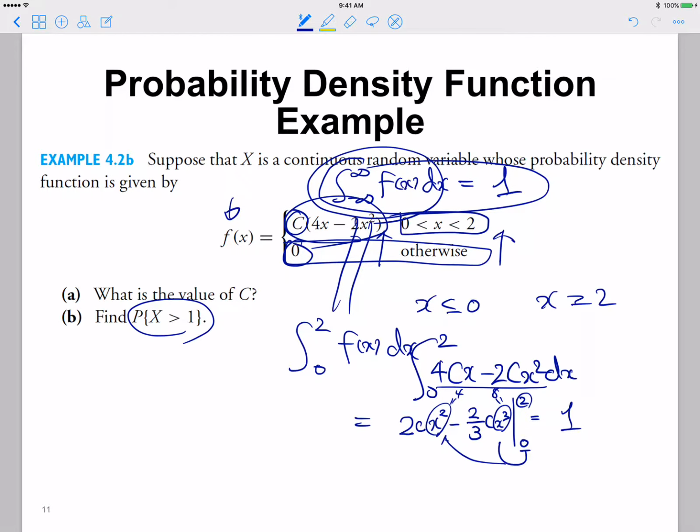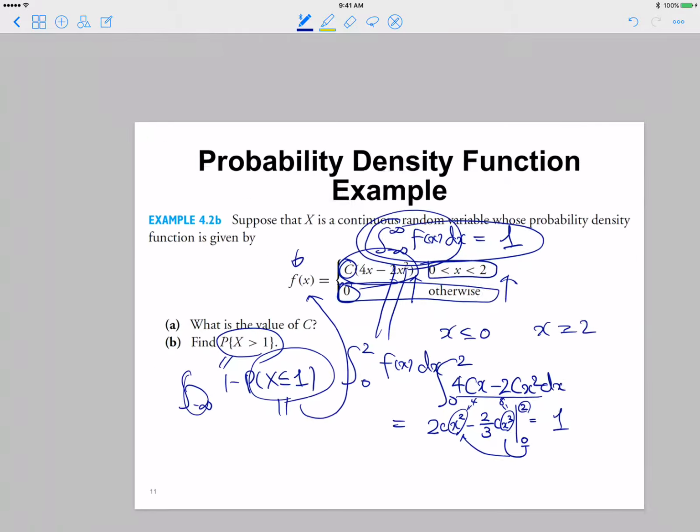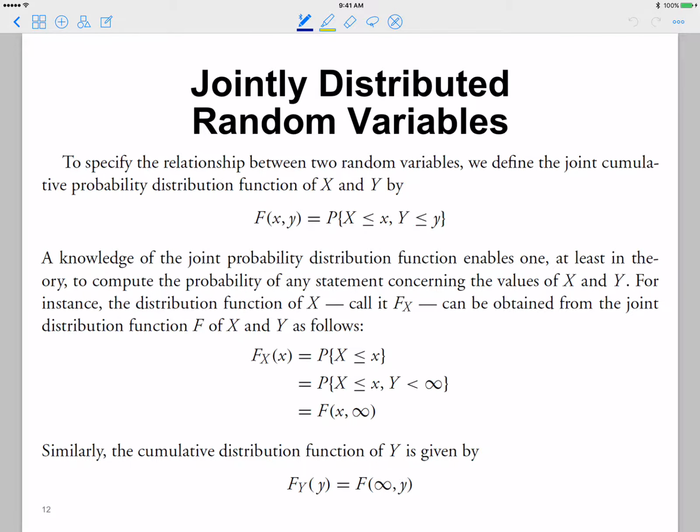Okay, then this guy, yeah, you can compute the integral of, yeah, it's 1 minus the probability of x being less than or equal to 1. Yeah, and then you can compute this guy by using this. Yeah, it is quite easy, right?